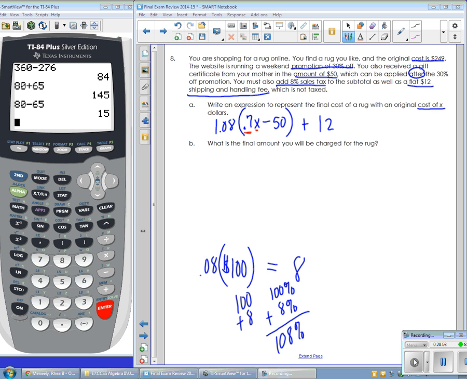The next thing we did was subtracted the $50. Then we had to apply sales tax. But remember, I don't want to just apply the 8%. I also have to consider the 100% of the value that I'm paying. So that's why we're multiplying by 1.08. So when you're adding sales tax, you're going to be adding that tax to 100%. If it's a discount, you're going to be subtracting that from 1.